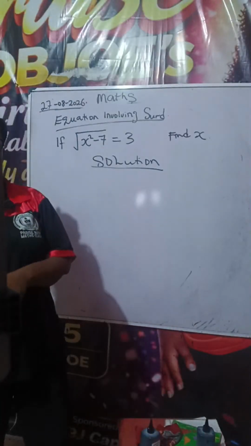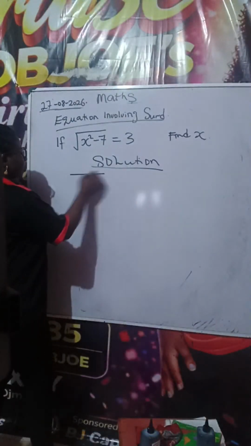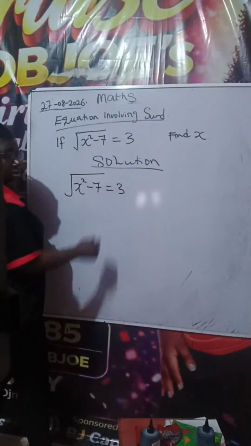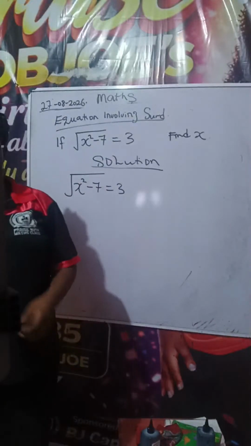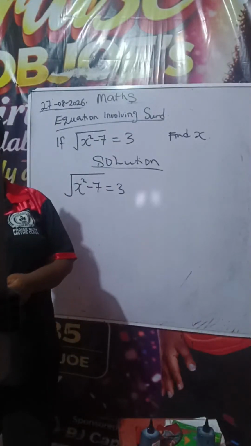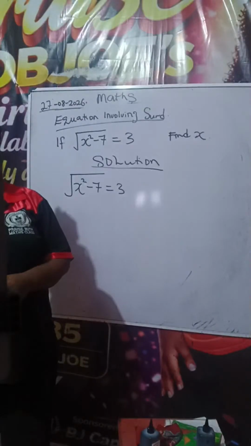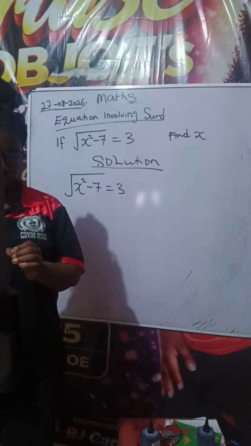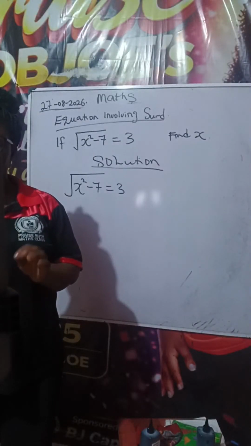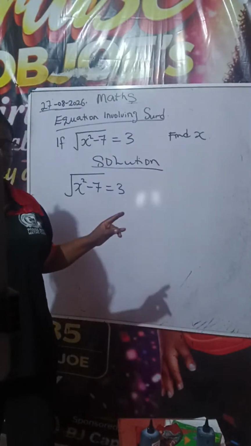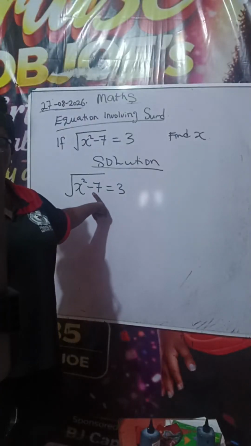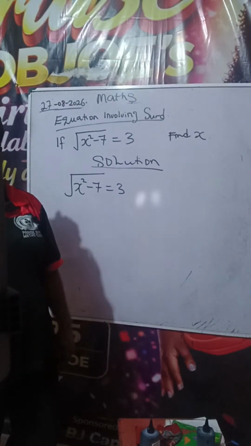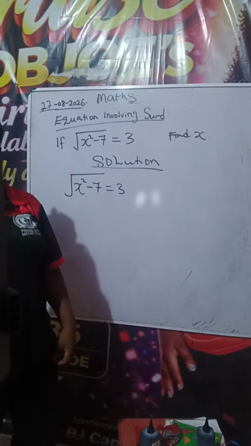So look at this. We have root of s squared minus 7 equals 3. So what are we going to do? What do we do here? Olamide, you're welcome. Now, all we need to do is, first, you see the sign of root, we are going to clear it. So how do we remove it?